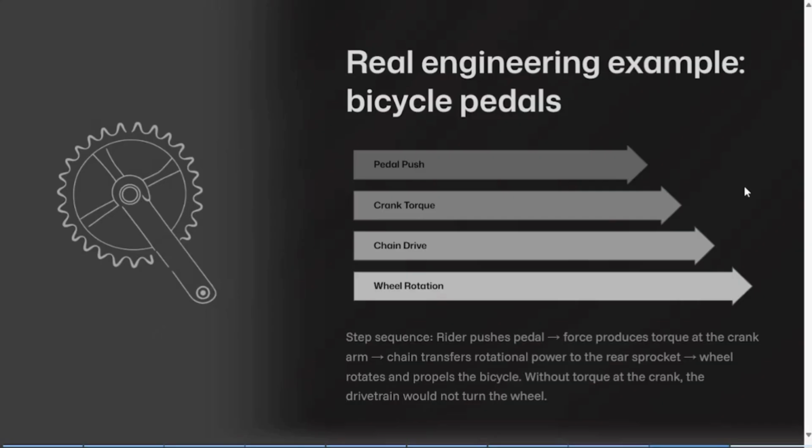Let's look at a real engineering example. When a cyclist pushes down on the pedal, a force is applied. The force creates torque at the crank arm. The crank rotates and transfers power through the chain. The chain drives the rear sprocket, causing the wheel to rotate. As the wheel rotates, the bicycle moves forward. This process demonstrates how force is converted into torque and then used into useful motion. Without torque at the crank, the bicycle's drivetrain would not be able to turn the wheel.